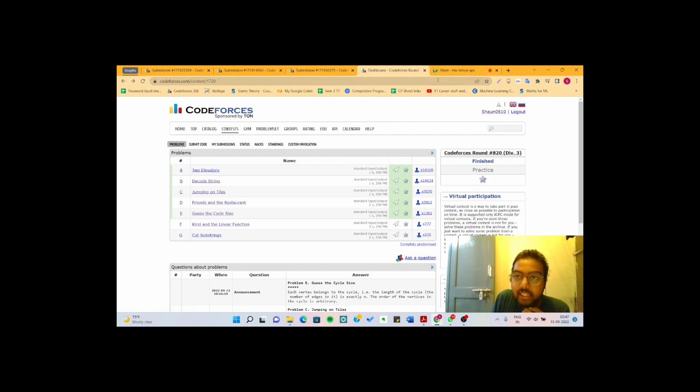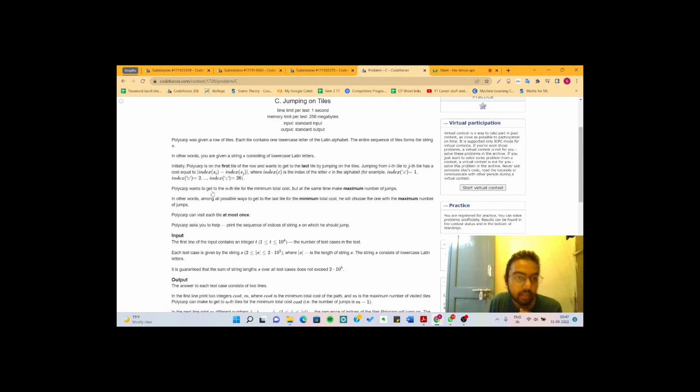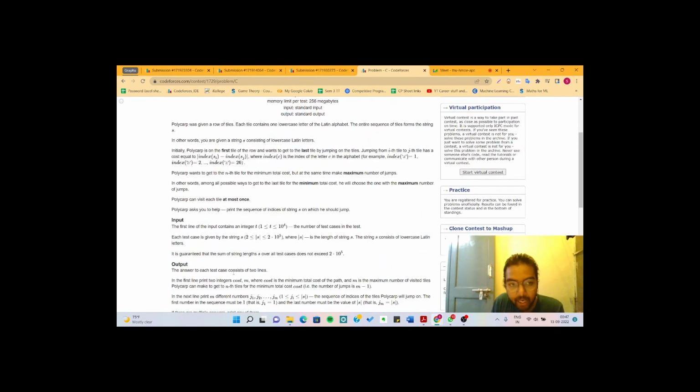So first, let me go through question C. The question states that we have been given a string of lowercase Latin letters. Now we'll be hopping from the first tile to the last tile, and we can hop onto in-between tiles in random order. One thing we should understand from reading this question is that nowhere is it mentioned that we have to continuously jump forward. Okay, this is not mentioned. So we can jump backward also here.